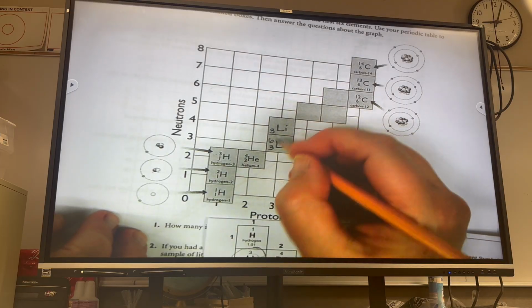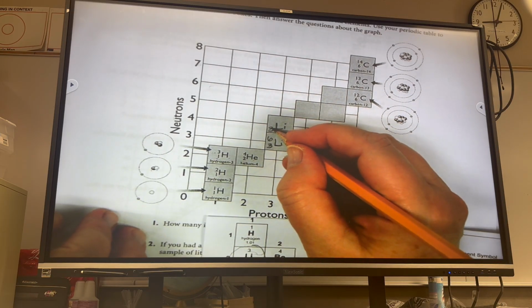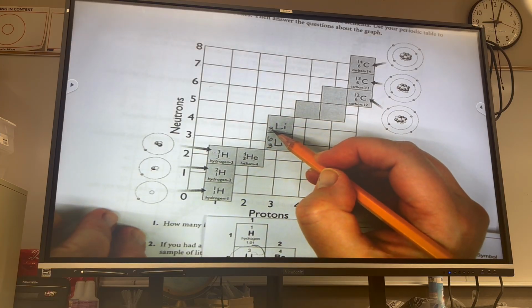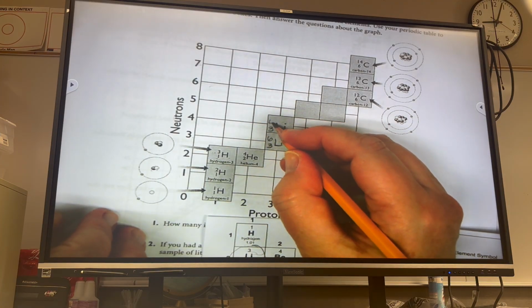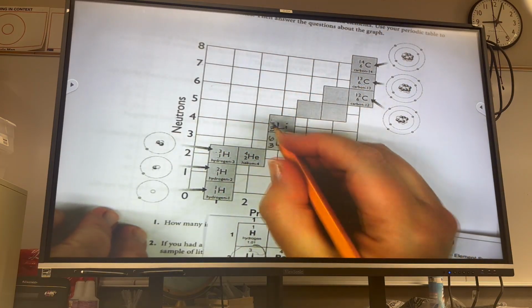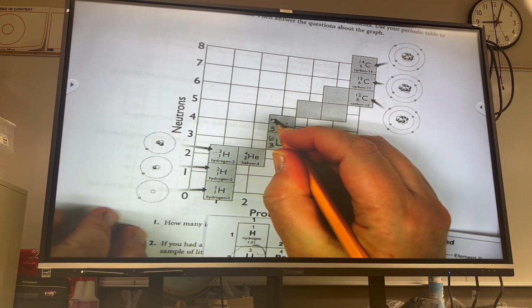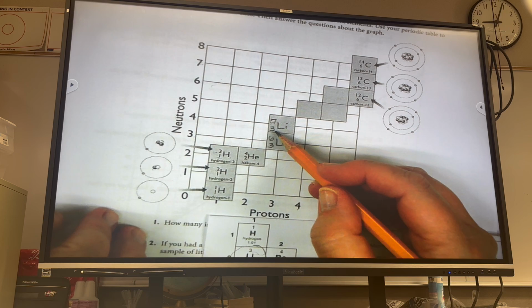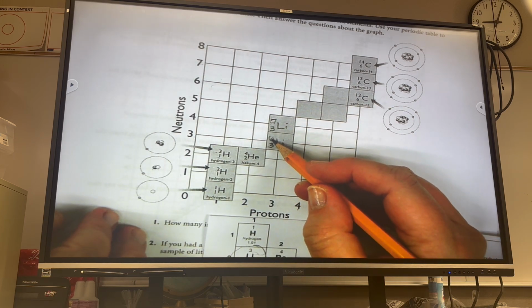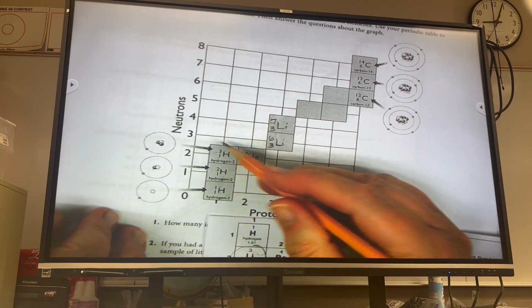Okay, and then this one, it's still atomic number 3, so we have 3 protons, but we have 4 neutrons. 3 plus 4. 3 plus 4 is 7. Okay, so it has a mass of 7 with the 3 protons, so it has 4 neutrons. This has a mass of 6 with the 3 protons and the 3 neutrons.